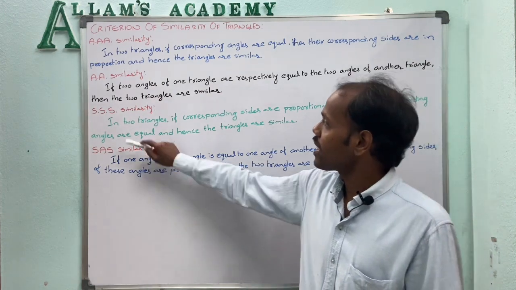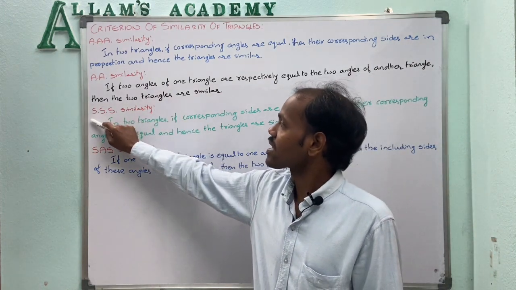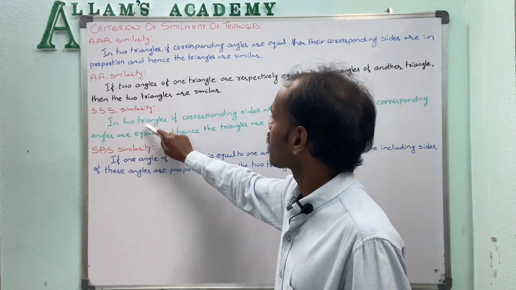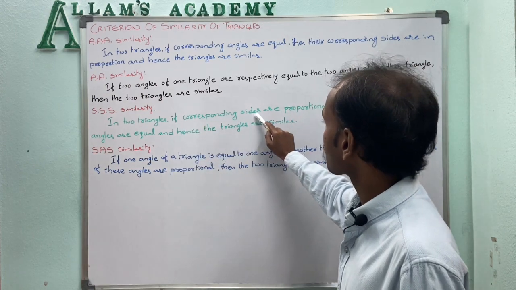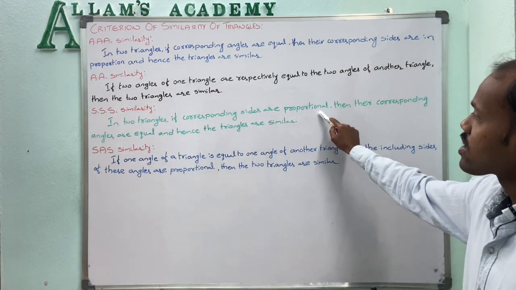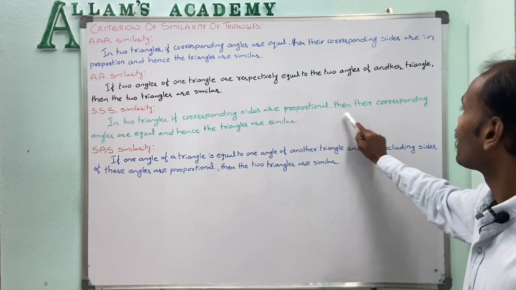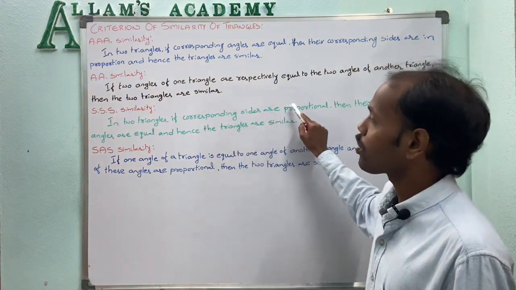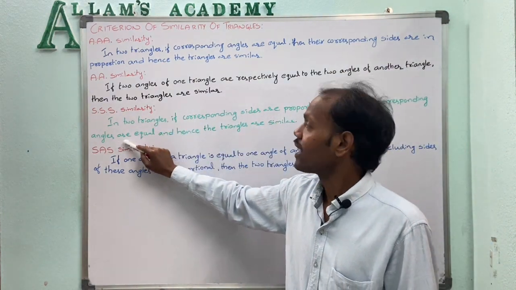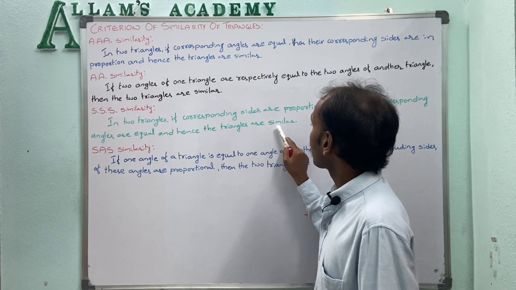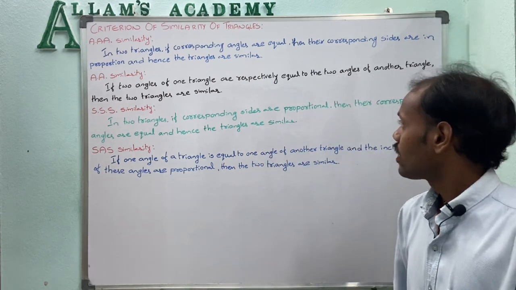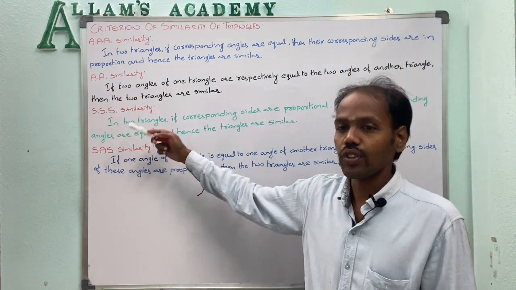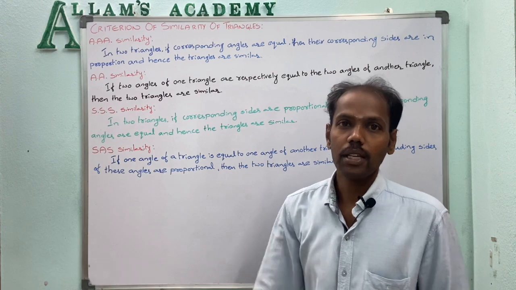Next one, SSS similarity. SSS means side. It is stated as: in two triangles, if corresponding sides are proportional, then their corresponding angles are equal. So sides proportional means angles are equal, and then the two triangles are similar.